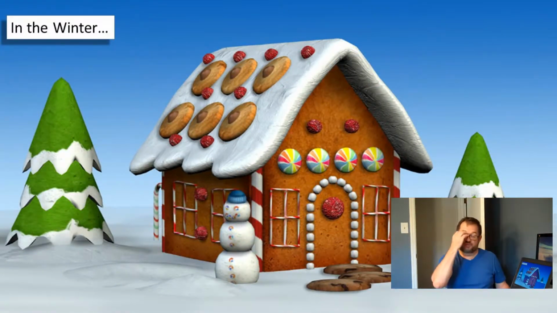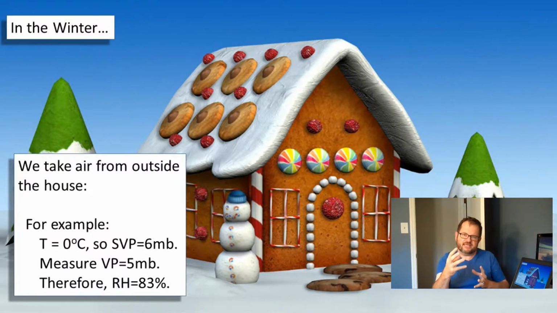I'm going to make two scenarios. One's going to be in the summer and one's going to be in the winter. I just picked summer and winter because I wanted to show you something where it was cold and something where it's warm. Alright, so here's my happy little winter house. What I want to do is take some air from the outside of the house, determine its relative humidity, and then bring the air into the house. In this case, I'm going to heat it up with a furnace and then see how the relative humidity changes.